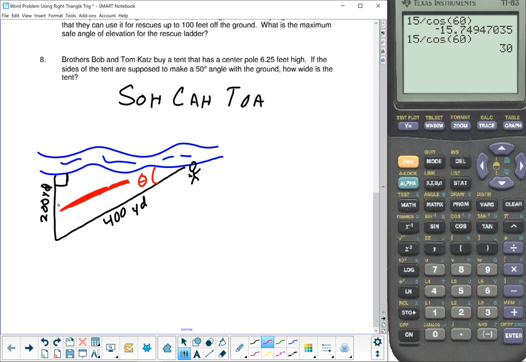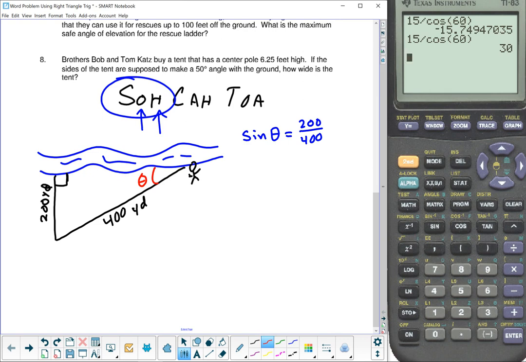In this problem, we're looking at opposite from the angle over the hypotenuse. So opposite over hypotenuse, we're looking at sine. So we're going to use sine of theta, which we don't know, is equal to opposite, which is 200, over the hypotenuse, which is 400. This one's really straightforward because all we have to do is get rid of the sine, because the theta is exactly where it needs to be.